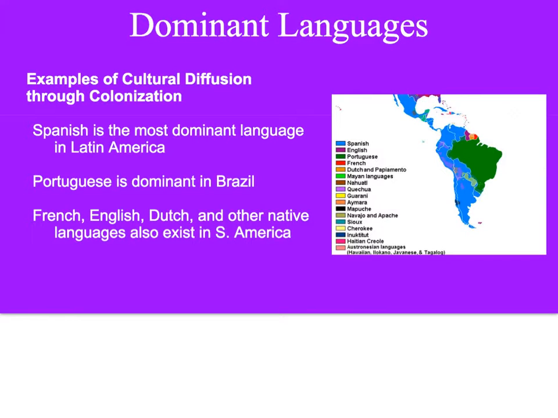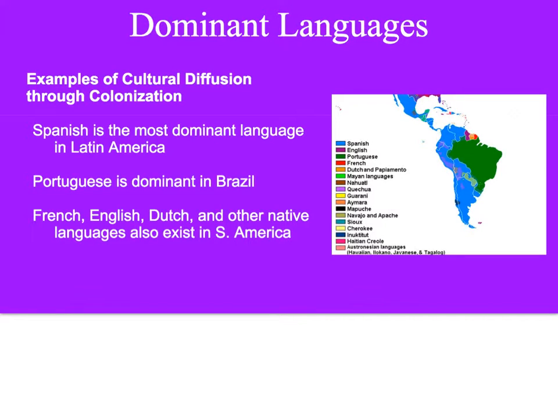So the region that we're looking at is Latin America, and there are several languages throughout the region, and the map on the right shows you some of them. But there is a dominant language, and that dominant language is Spanish, and that is a result of cultural diffusion. As European explorers came over to Latin America and started to settle it, they brought with them the Spanish language, and that diffused into the region and became the dominant language.